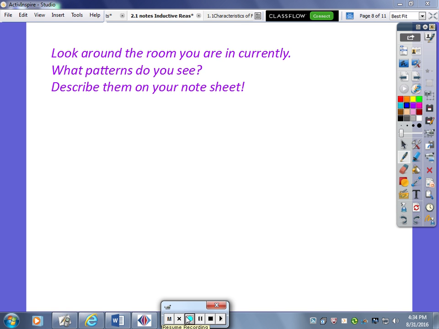There are all sorts of patterns in math, but also in the real world. So I would like you to take a moment and look around in the room that you're sitting in right now and find patterns. Find patterns and describe those patterns on your note sheet.